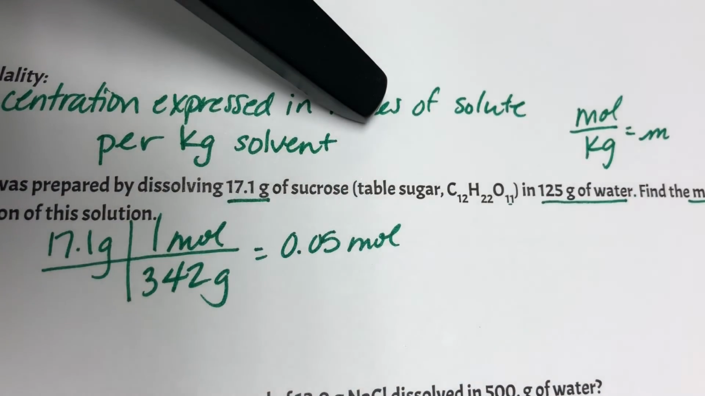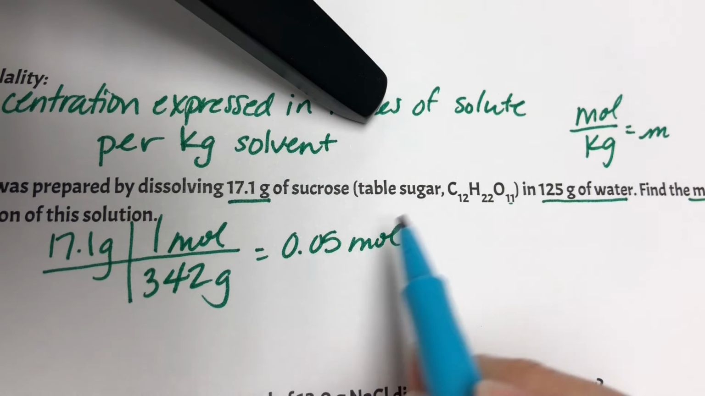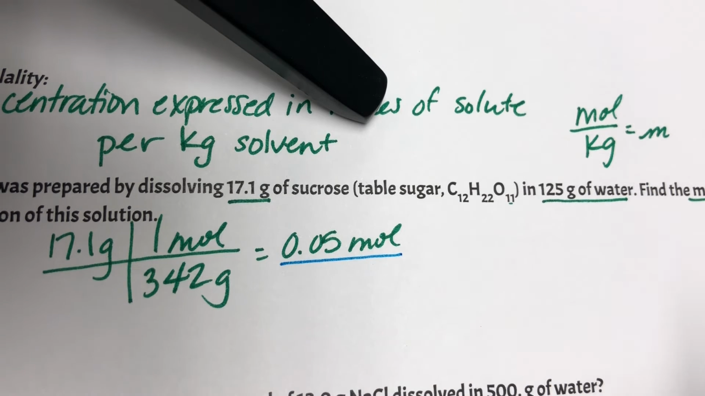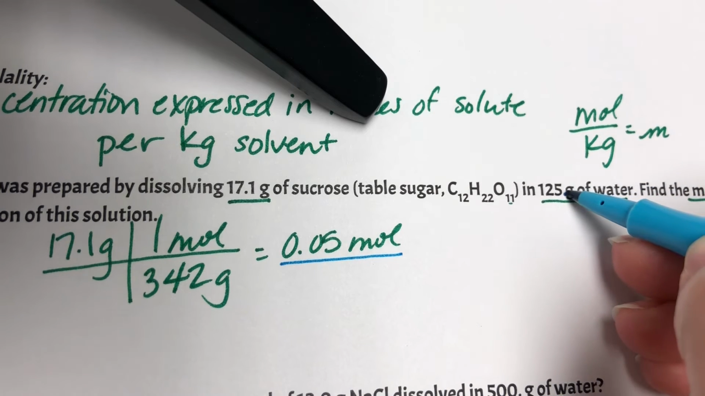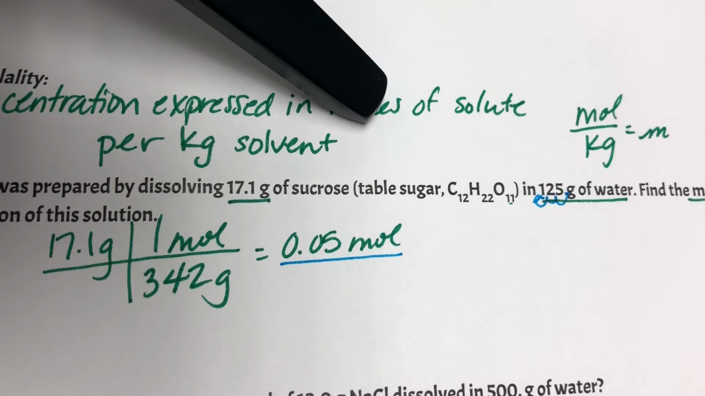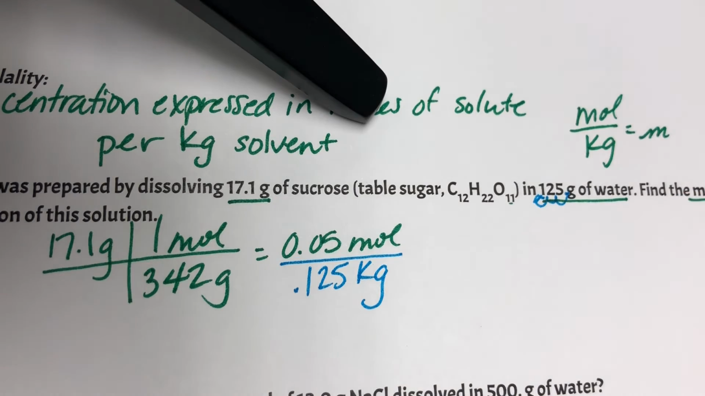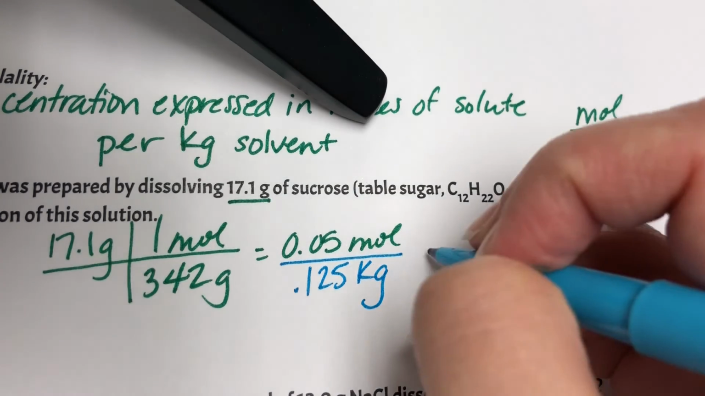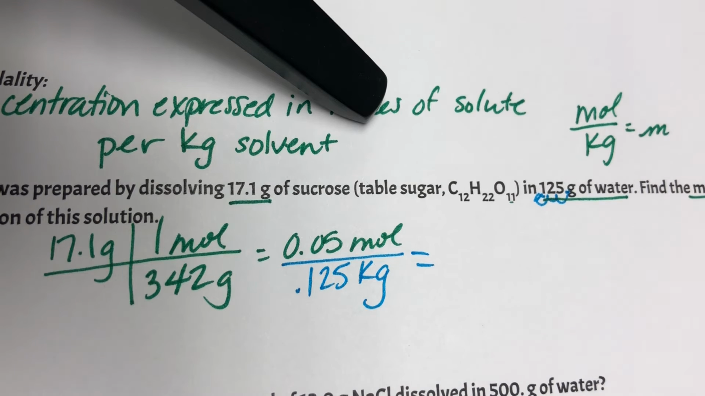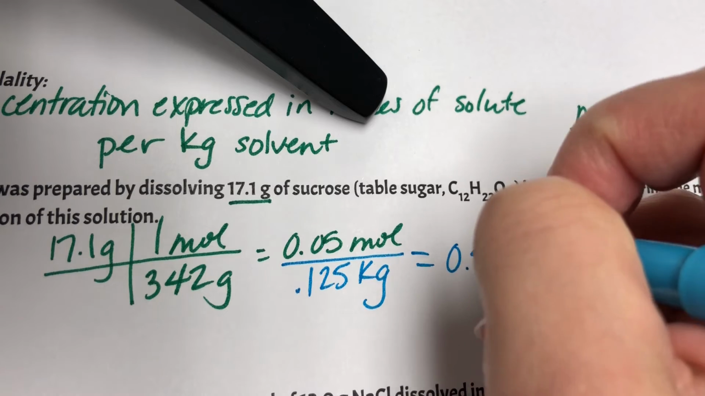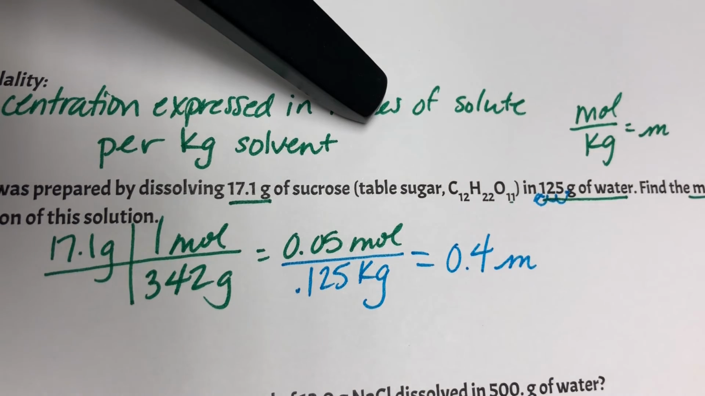All right, so I can take that, and I have 125 grams of water, but I need kilograms. Do we remember how to go from grams to kilograms? It's just like milliliters to liters. We're going to move the decimal 1, 2, 3 to the left. So I have 0.125 kilograms of water. So 0.05 over 0.125 gives a 0.4 molal solution.